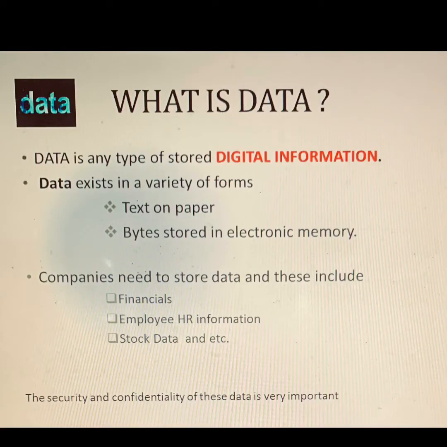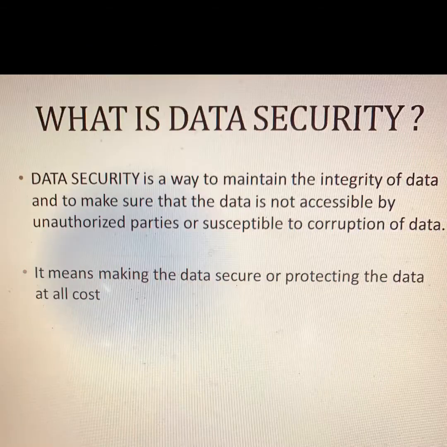To begin with, let's define what data is. Data is any type of stored digital information. Data exists in a variety of forms, mainly text on paper, bytes stored in electronic memory. Companies such as the corporate industry need to store data, and this data sometimes includes financial documents, employees' HR information, stock data, etc. The security and confidentiality of this data are very important to us. Since this data is very sensitive to the company, data security becomes an important issue.